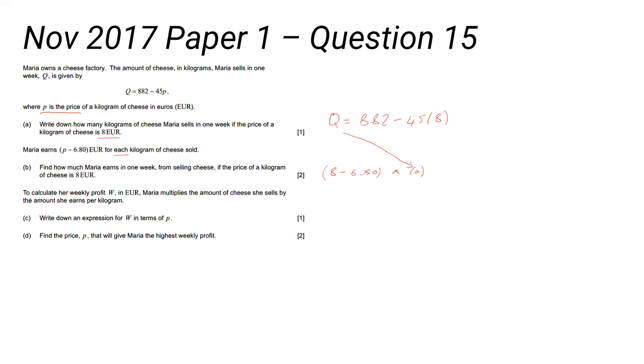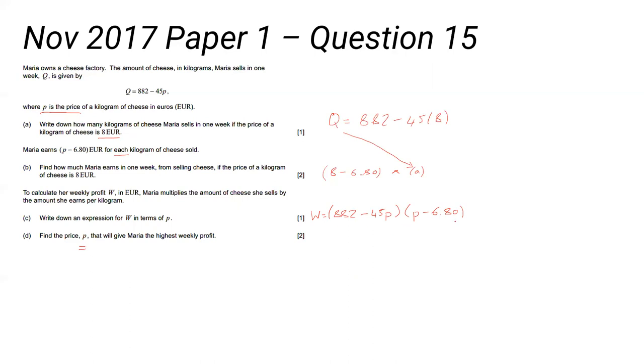To calculate her weekly profit, W, Maria multiplies the amount of cheese she sells, which was given in the question as 882 minus 45p, by the amount she earns per kilogram, which is p minus 6.80. Okay, write an expression for W in terms of p. There you go, I've given you the answer there. The reason I've given you it is because I want to talk about part D. Find the price p that will give Maria the highest weekly profit.